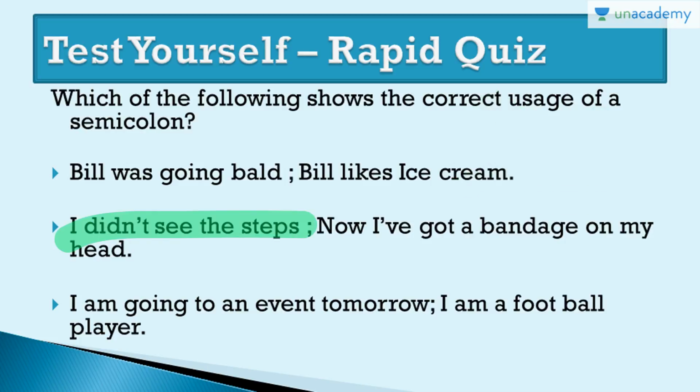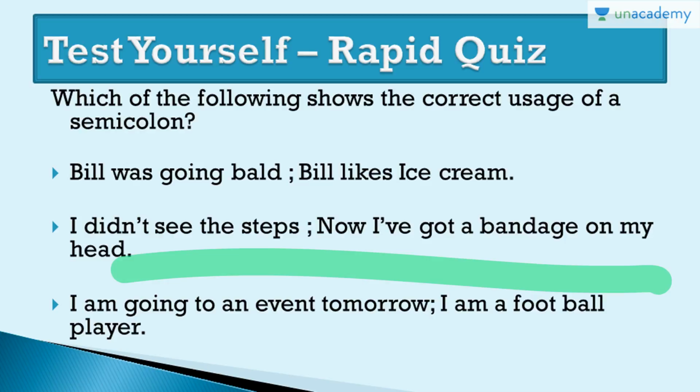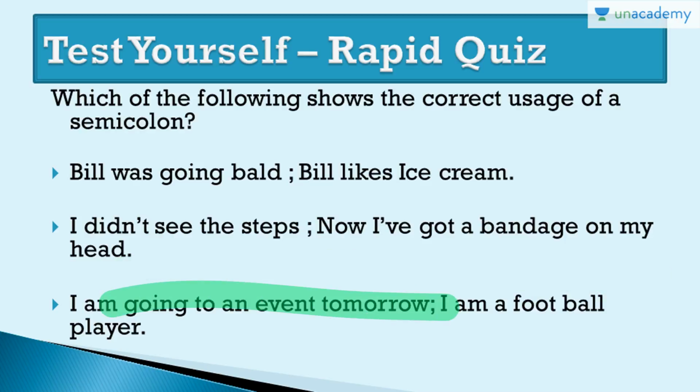I didn't see the steps. Now I've got a bandage on my head. Many people will confuse this, thinking these are two different statements which haven't got a thematic link. But if you think about it, he didn't see the steps. He obviously fell down and now he's got a bandage on his head. So this is the right answer, as the semicolon perfectly separates these two sentences. At the same time, it links these sentences. I'm going to an event tomorrow. I'm a football player. No relation. You might say that the event could have been a football event, but that would have been mentioned had that been the case. So the second one is the right answer.